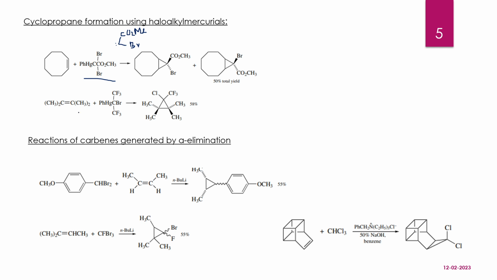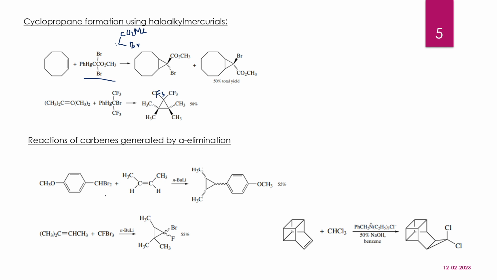So this is another halomercurial reaction, where similarly again a carbene system will generate, which will add to this double bond, giving this compound. There is a printing mistake, I think. Both will be CF3. As you can see, both are CF3. So we will get this compound. It's simple. The carbene will generate, which will add to this double bond.